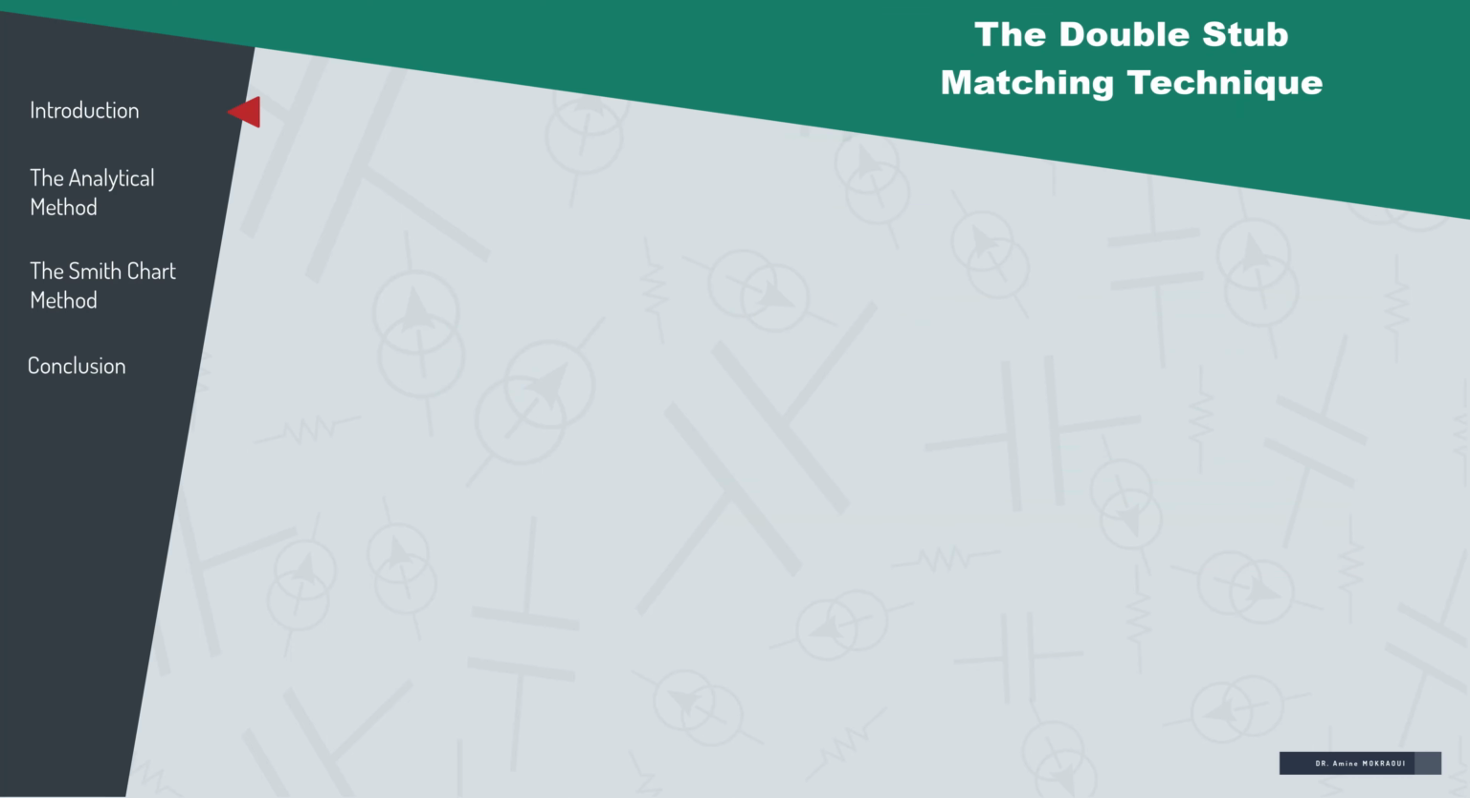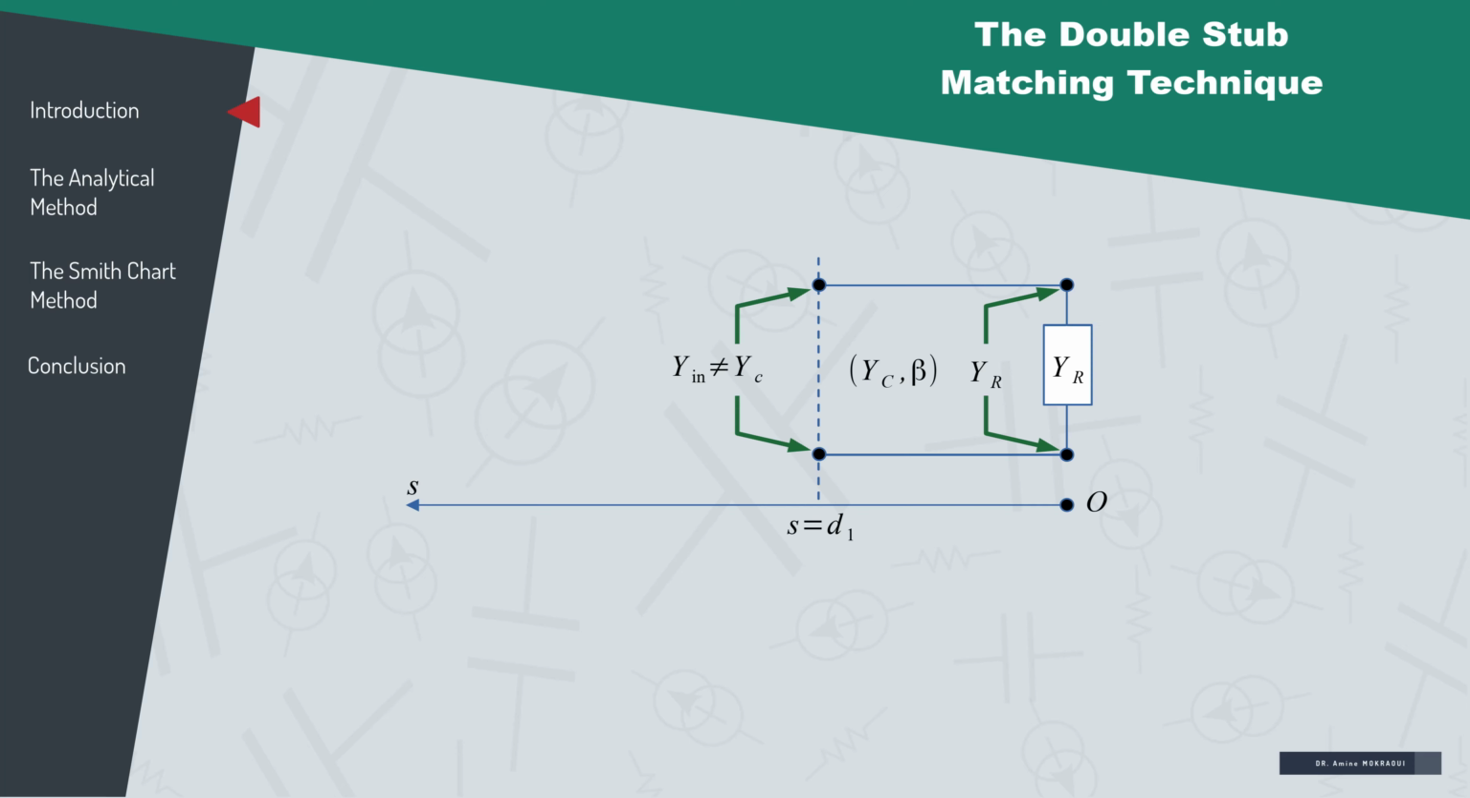Hi, in this video we will focus on the double stub matching technique. Let's take a look at the present figure. A lossless transmission line of characteristic admittance YC is ended by a load YR, creating a reflection coefficient whose magnitude is assumed to be different from unity or zero.